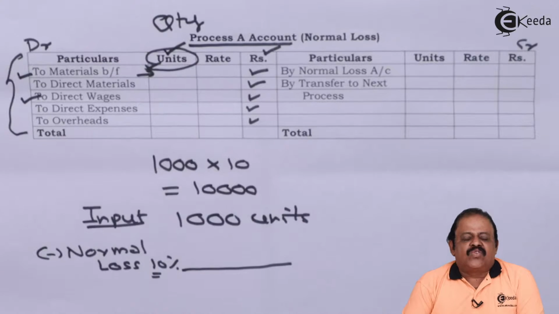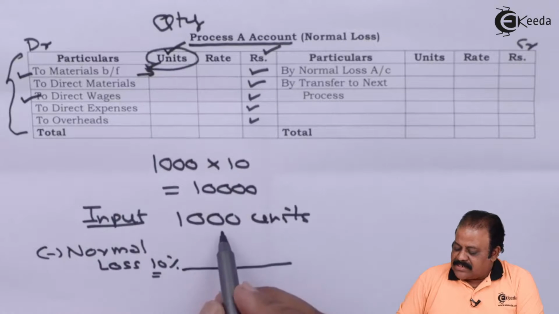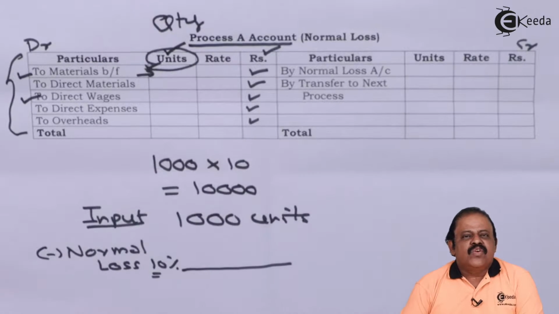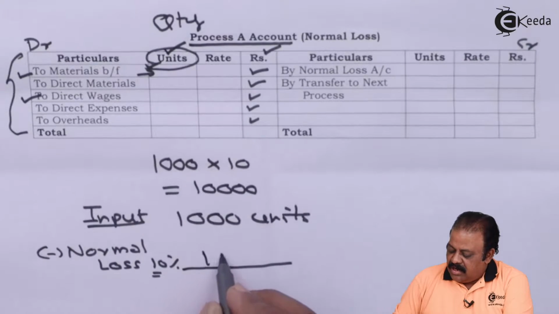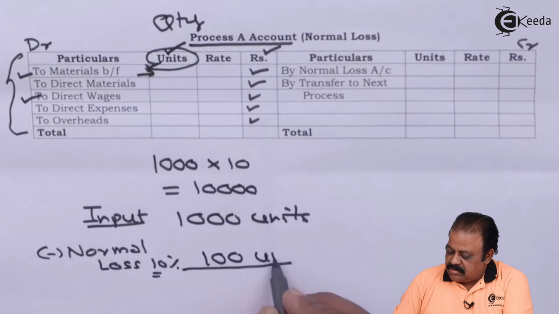This standard loss will have to be calculated on the input units. So here input units are 1000 units. So standard loss is 10% of 1000. So it will be 100 units.